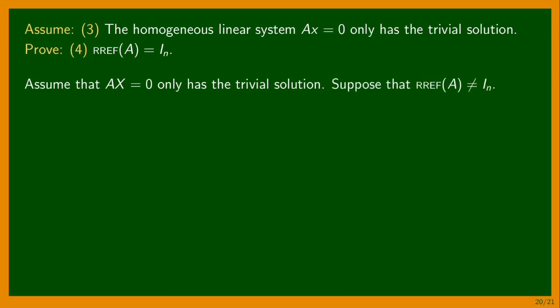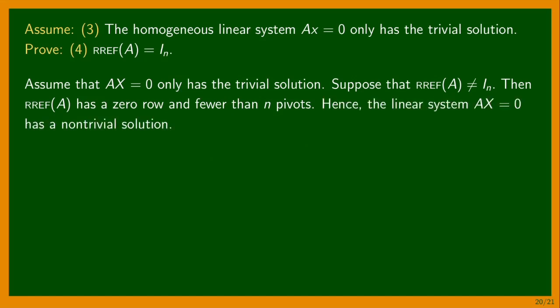So we're proving this indirectly. Suppose that the RREF is not IN. Then the RREF necessarily has fewer than n pivots. And as a consequence, if you have fewer than n pivots, then necessarily this RREF should have a zero row.